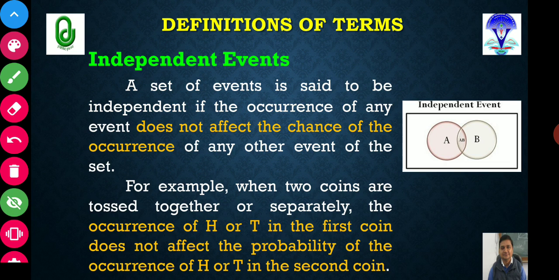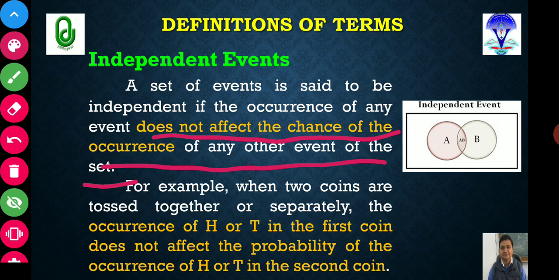Now another event is the independent event. What is an independent event? Suppose 2 events are happening together, but one event is not getting affected by the happening of another event, then it is called independent event. Let us see the definition. A set of events is said to be independent if the occurrence of any event does not affect the chance of occurrence of any other event.